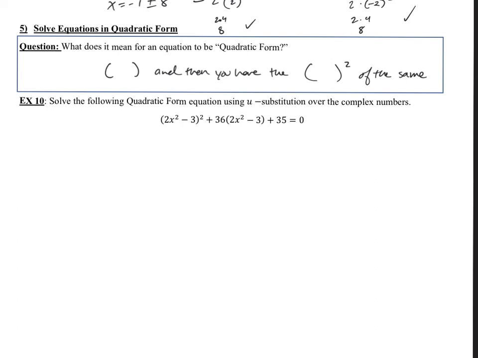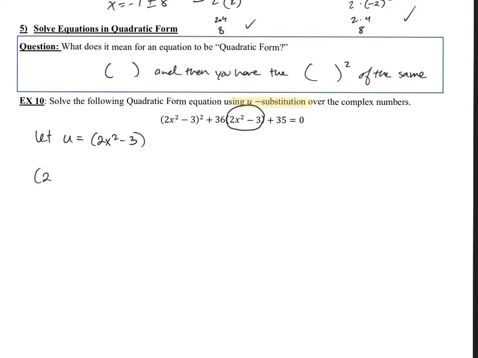Well, what do we do when we see those? We use this thing called U-Substitution. So we trick ourselves into thinking it looks quadratic, which makes it easier to solve. How do we do that? What you're going to do is find the item that is not the squared version. So the item that's not the squared is 2x squared minus 3. So what we're going to do is say let u equal 2x squared minus 3.